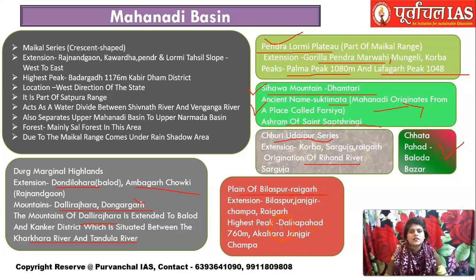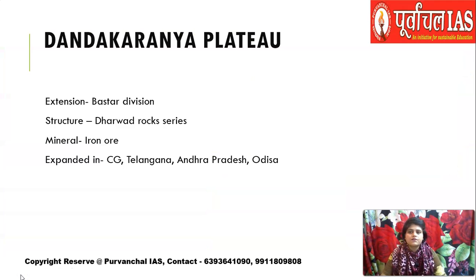We have the highest temperature place in Chhattisgarh. Basically in the summer season, the highest average maximum temperature is found in Raigarh and Janjgir-Champa district. So this is about the Mahanadi basin, or say the plain of Mahanadi. Then we have the Dandakaranya plateau, which is the southern part of Chhattisgarh. This is one of the oldest plateaus of India, and it is not only in Chhattisgarh but also extends into Telangana, Andhra Pradesh and Odisha.